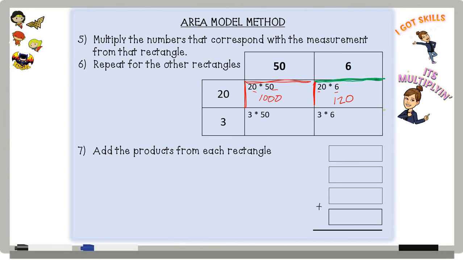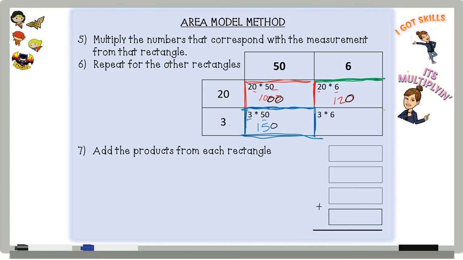All right, now I come down here and I have my next color. So I have this one here. I'm just going to show it as its own rectangle. Okay, it's 3 and 50. I know 3 times 5 is 15. And then I keep that 0. And I'm actually going to do this to show all the zeros that I kept.